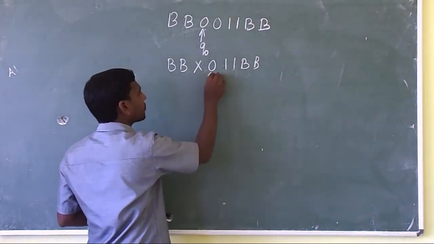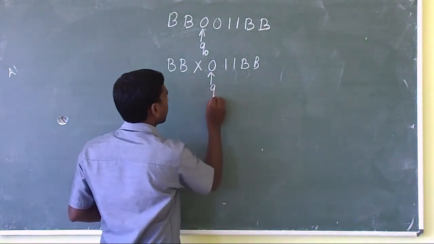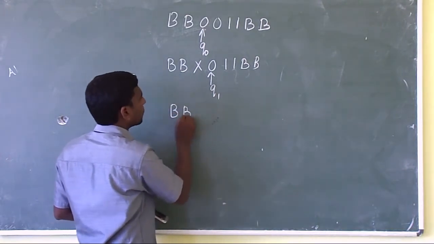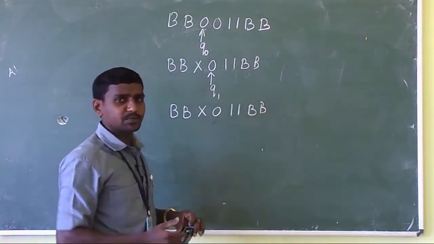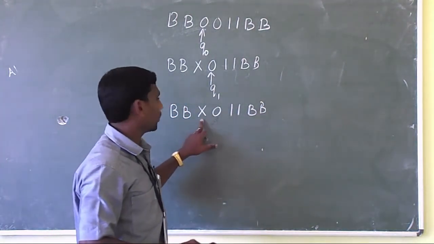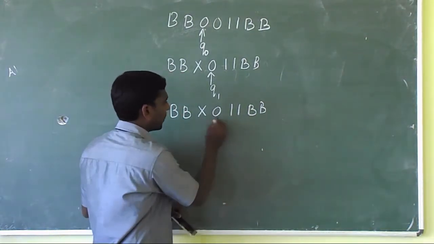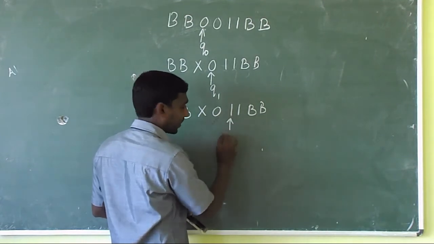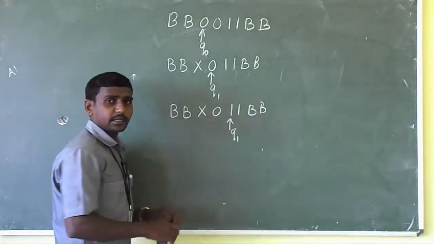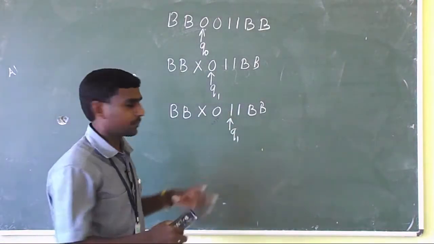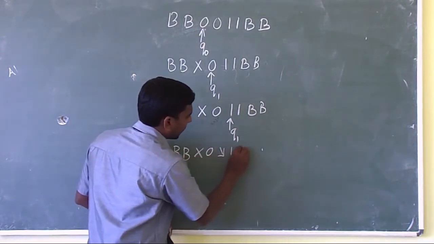Now when it is replaced, we change the state from Q0 to Q1. Clear? Blank blank x 0 1 1 blank blank. There is no replacement on this symbol. According to our concept, we replace 0 by x and 1 by y. Since there is no replacement here, the same state continues, so this is Q1. Now we want to replace this 1 by y, so the tape is blank x 0 y blank blank.